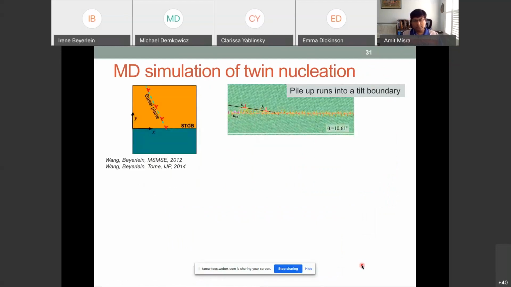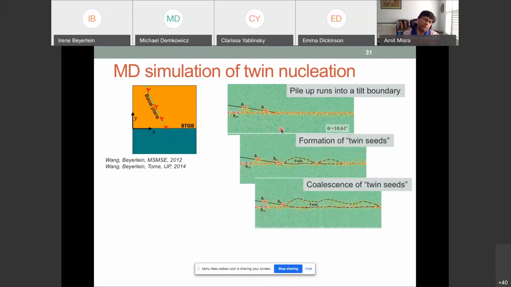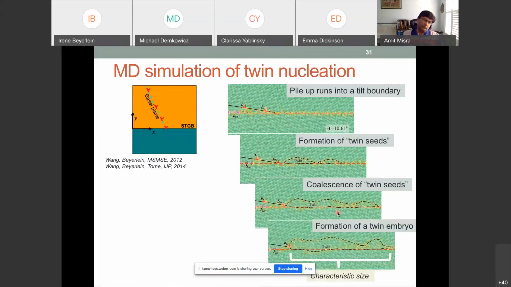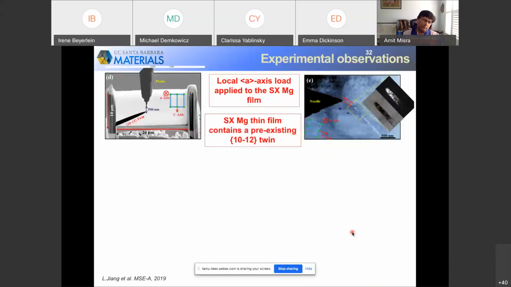Under simulation, these boundaries were then hit with a dislocation pileup. As we can see in time, we saw the formation of these twin seeds, if you will, which then proceeded to coalesce under more deformation, and then they just grew larger and larger, forming a twin embryo.